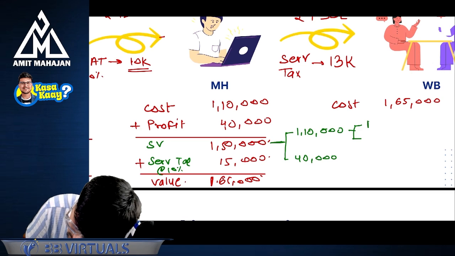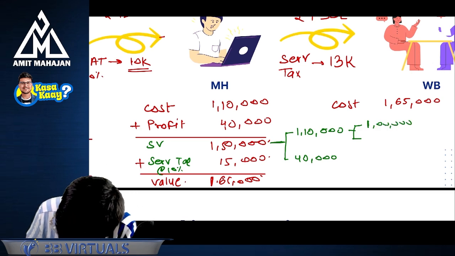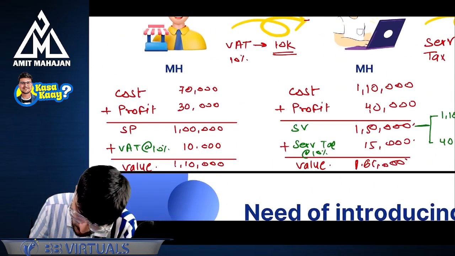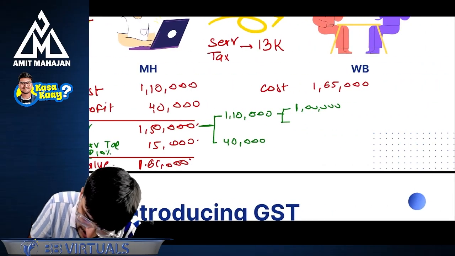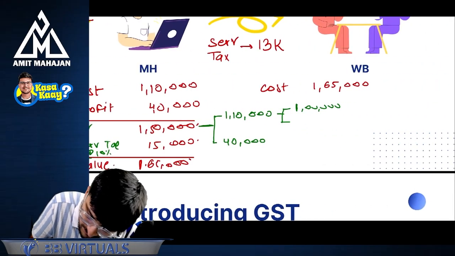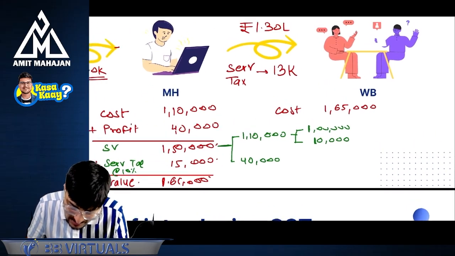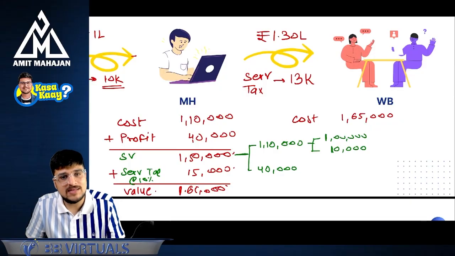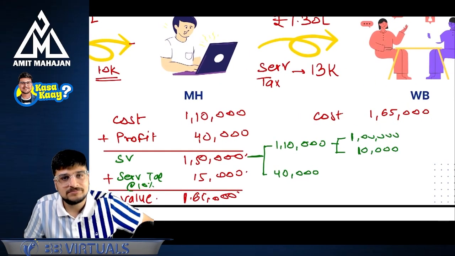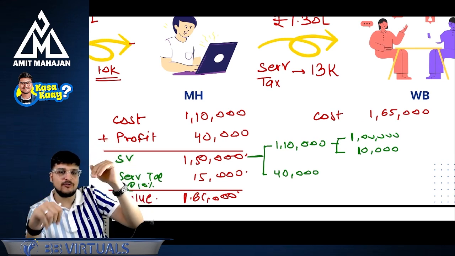1 lakh rupees and the VAT of 10,000 rupees. So I will come here and write VAT of 10,000. Okay. Now, please tell me one thing. This service tax of 10% is on 1 lakh 50,000. Perfect. 1,50,000 has the cost of 1,10,000 and profit of 40,000.